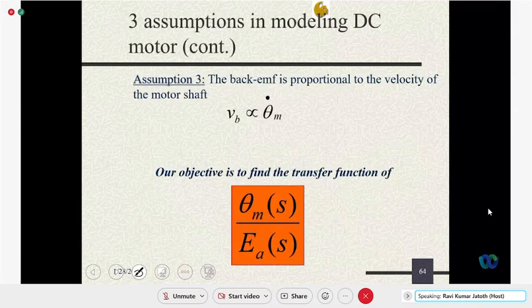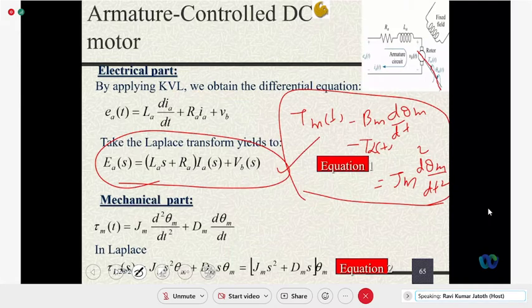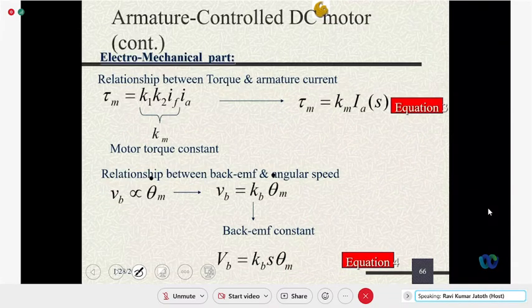Okay, so this is the electrical part, this is the mechanical part. Now input is torque tau m of t, output is angular displacement. When you write this in the form of a transfer function, theta m of s over Tm of s is 1 over Jm s square plus Dm s. Dm or Bm, anything is all right. So this is one relationship. And now coming to the relationship between torque and armature current, which is what you are asking. So K1 and K2. What is K1?